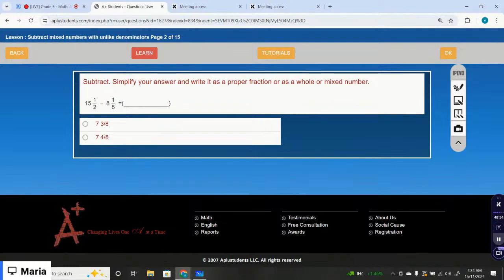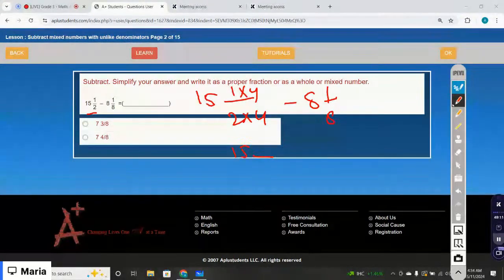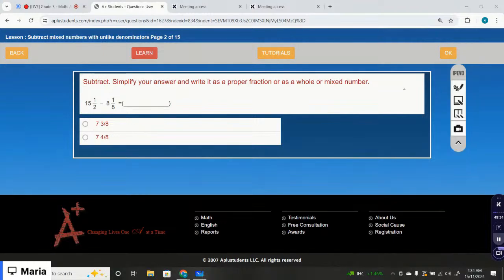Okay, 15 whole 1 over 2 minus 8 whole 1 over 8. First thing is you need to make the denominators the same. So multiply this fraction by 4. 1 times 4, 2 times 4, minus 8 whole 1 over 8. That is 15 whole 4 over 8 minus 8 whole 1 over 8. 15 minus 8 is 7 whole 3 over 8. The correct option is option number 1, that is 7 whole 3 over 8.